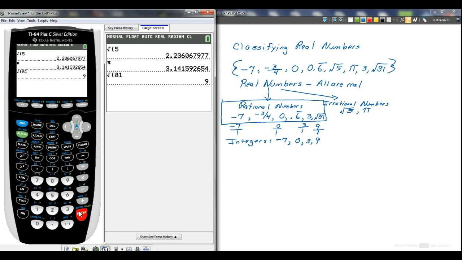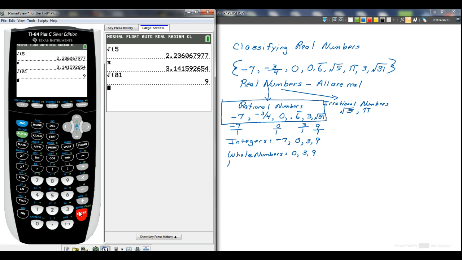And that's it. So -3/4 and 0.6 bar, those two numbers are just rational numbers. They're done, but the rest continue on to being integers. So then what we want to do is look for our whole numbers. Now these whole numbers, remember, start with 0 and then keep going. 0, 1, 2, 3, 4. So we would want to omit any negative numbers and start with 0. So our whole numbers are 0, 3, and 9.